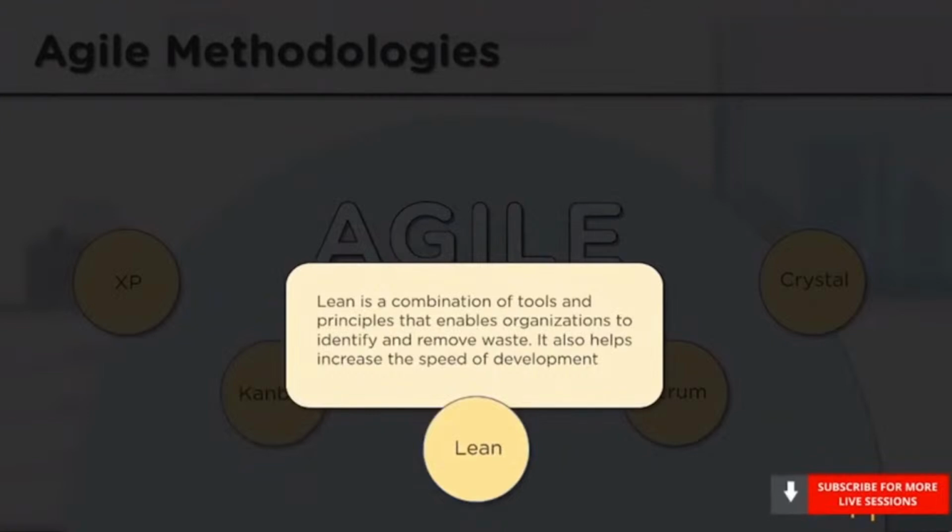Next up, we have Lean. Lean provides a set of tools and services that focuses on identifying and removing waste so that the speed of the process development can be improved. With Lean, waste is minimized and value to the customer is maximized. The principles of Lean can be applied to any sector which is liable to produce waste.